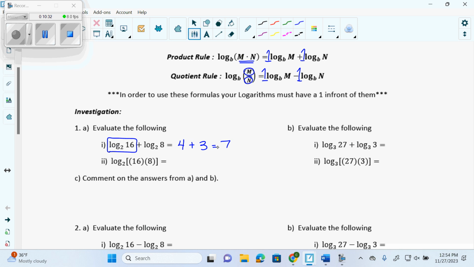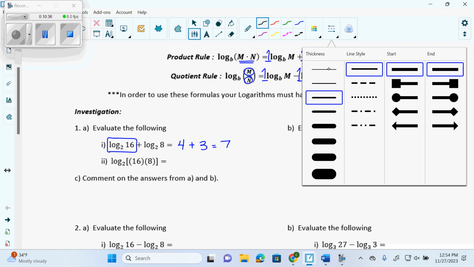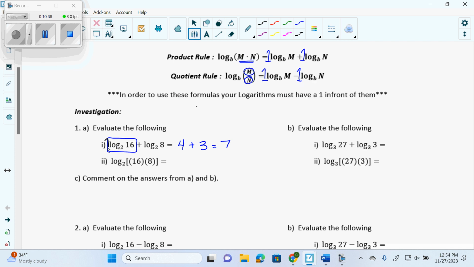Then when I take the two of them, because they have plus 1s in front, this one has a plus 1 in front, and so does this one, I can put them together by multiplication. When I do that and you type that into your calculator, you get 7. It's the same answer. That's why it does work.